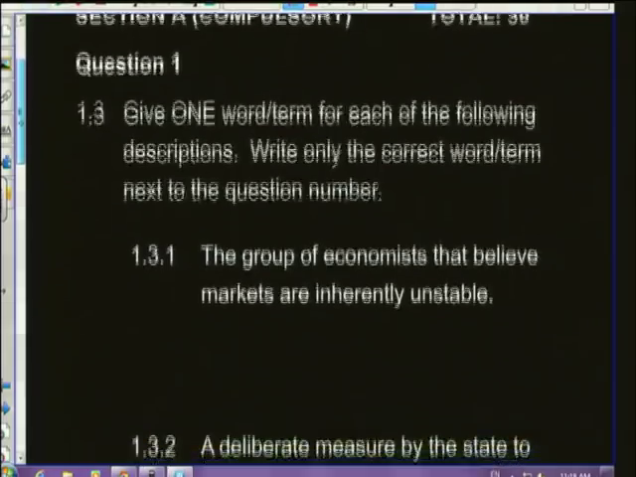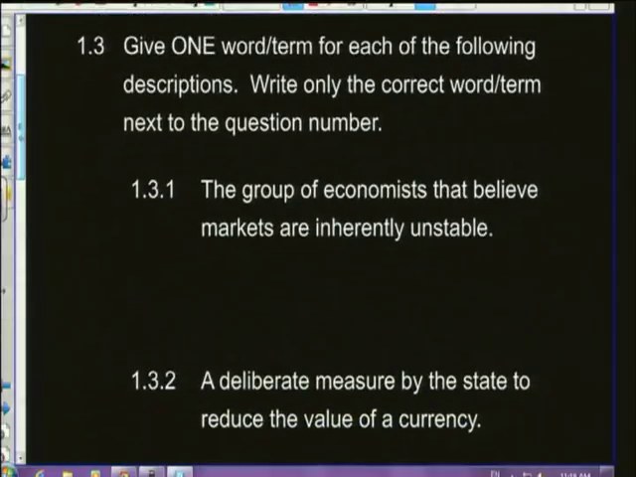Question 1.3. Give one word or term for each of the following descriptions. Write only the correct word or term next to the question number. It is very important that you follow the instructions and not rewrite the whole sentence, because it makes it very difficult for the person who needs to mark your paper.